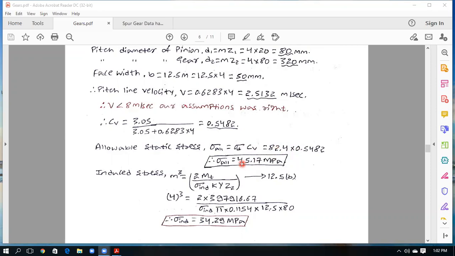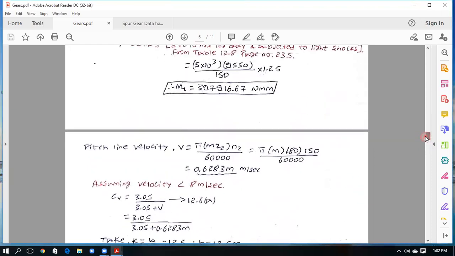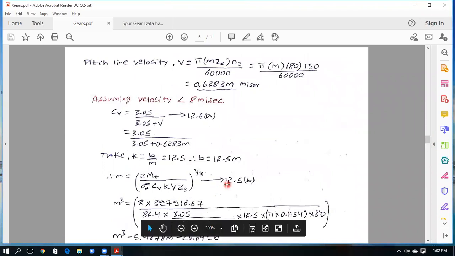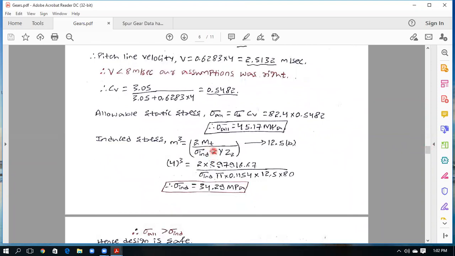After that, from the induced stress formula or from the module, yes, you can use this same formula 12.5B. In this case, instead of sigma D into CV, we write sigma induced. That is the change in the formula. This is a trick to remember it; except for that, the rest is the same. Induced stress: m cubed is equal to 2Mt by sigma induced. Instead of sigma D into CV, I have replaced it by the induced stress.